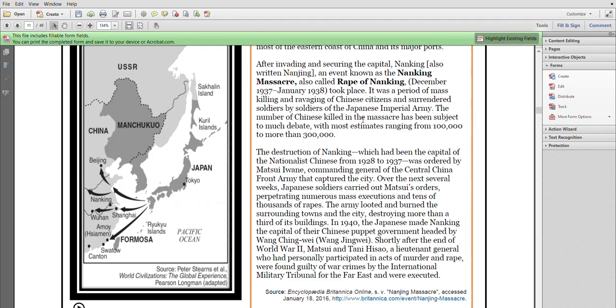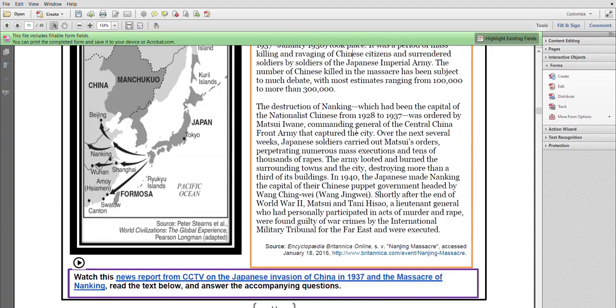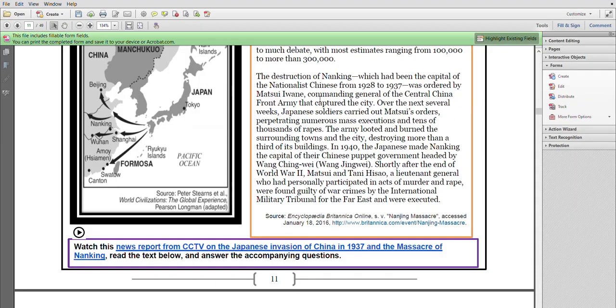It was a period of mass killing and ravaging of Chinese citizens and surrendered soldiers by soldiers of the Japanese Imperial Army. That read a little confusing, so I'll clarify for you guys. Japanese soldiers in the Imperial Army killed and ravaged many Chinese citizens, even surrendered soldiers in the Chinese army. The number of Chinese killed in the massacre has been subject to much debate, with most estimates ranging from 100,000 to more than 300,000.